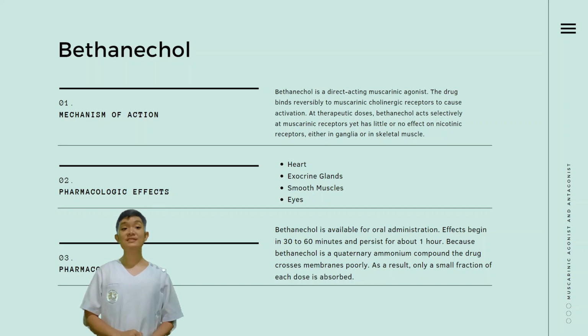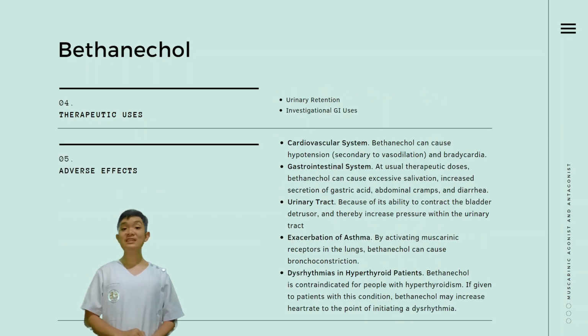Because bethanechol is a quaternary ammonium compound, it poorly crosses membranes, resulting in only a small fraction of each dose being absorbed. Bethanechol is mainly used for the treatment of urinary retention and also gastrointestinal disorders.